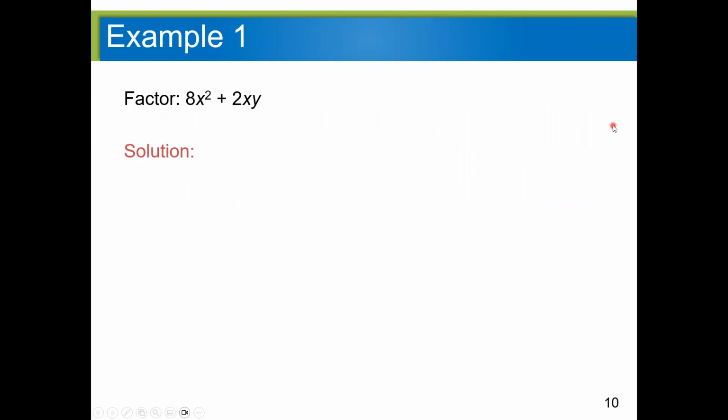So that all being said, here's a chance for you to practice. What are the factors of 8x squared plus 2xy, the greatest common factor? Or what is the smallest amount of stuff that's in both of them? So pause the video. All right, you back? The answer is 2x. How did it get there?